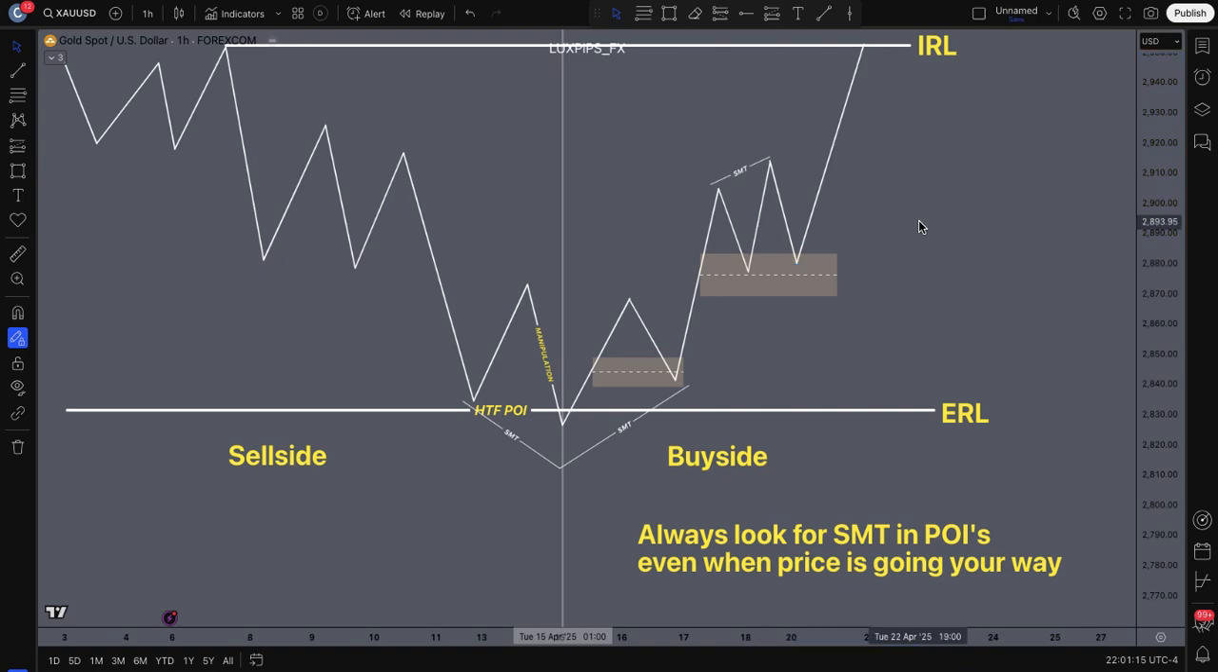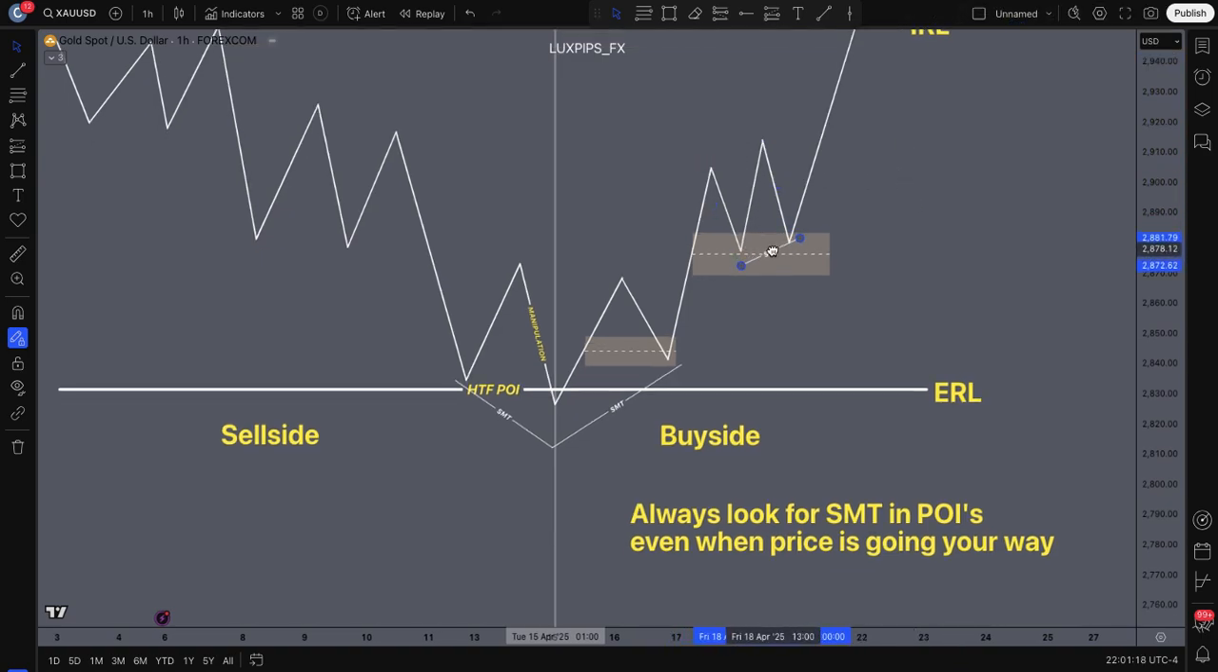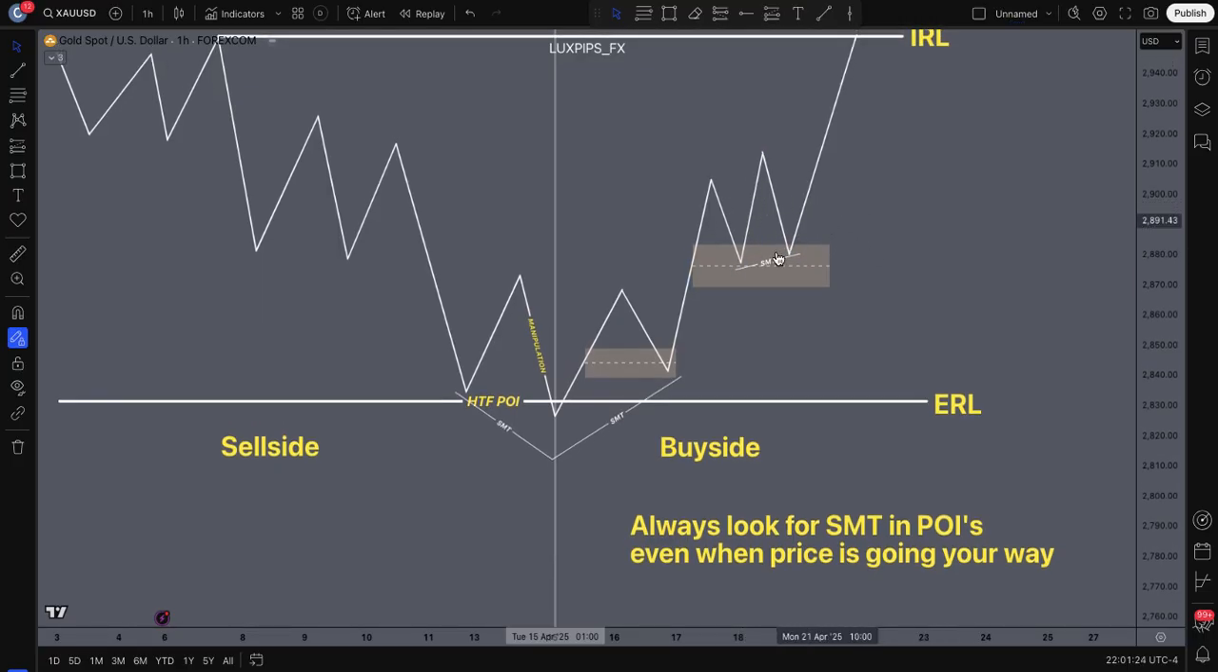So always look for SMT, guys. This is how you confirm. This is how you validate your setup, your trade. If there's no SMT and there's no good time for you to be trading it, then don't even trade. Remember, in trading, less is more. Never forget that. Less is more in trading.